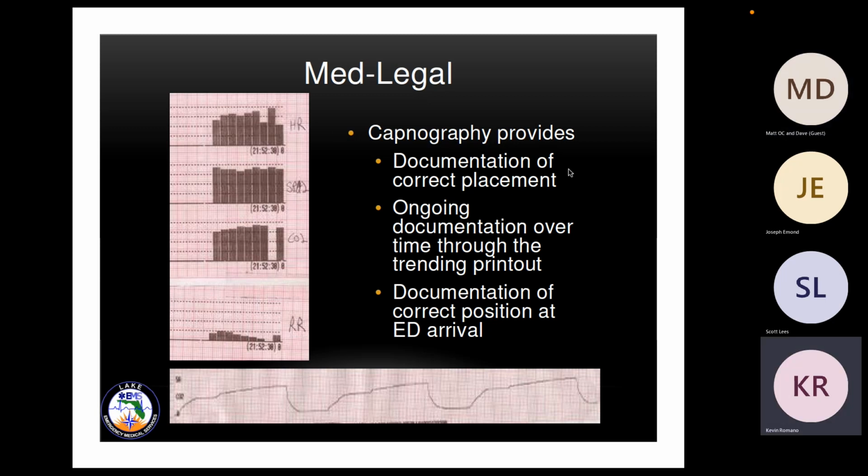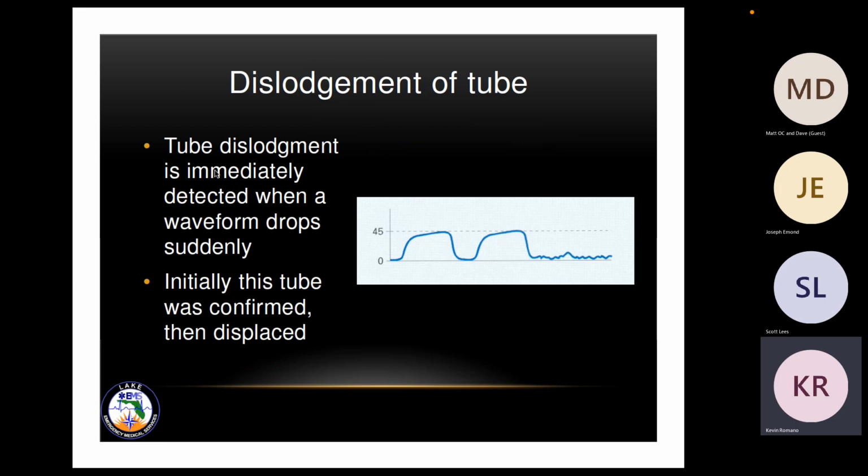So medical legal, capnography provides documentation of correct placement, ongoing documentation over time through the trending printout, and documentation of correct position at the ED arrival. If physicians see this, there's no reason for them to pull the tube out and put it in themselves, right? This shows accurate readings that you're in. Now, if you have good readings, next thing you know, you see it looks like a V-tip down here at the bottom. That means that your tube has been displaced somehow, right? So tube dislodgement is immediately detected when the waveform suddenly drops. Initially, this tube was confirmed, then displaced, right? That's why it's so important to hold it, secure it in place, make sure your cuff is filled, and check the pressure inside your cuff as well.